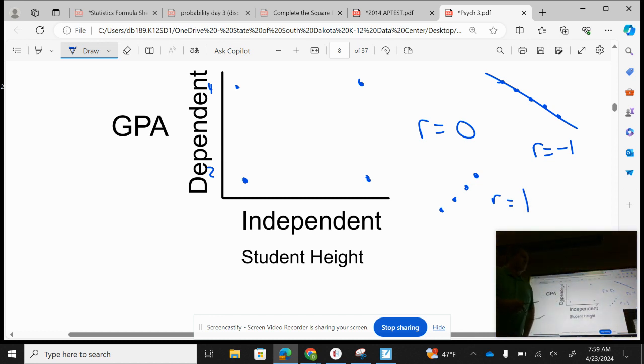Now, typically in statistics and probably psychology, you're not going to get perfect correlations. The only way we get perfect correlations in statistics, if we do something like this, all right, we go 12 inches is 1 foot. Conversions, okay, 24 inches is 2 feet.